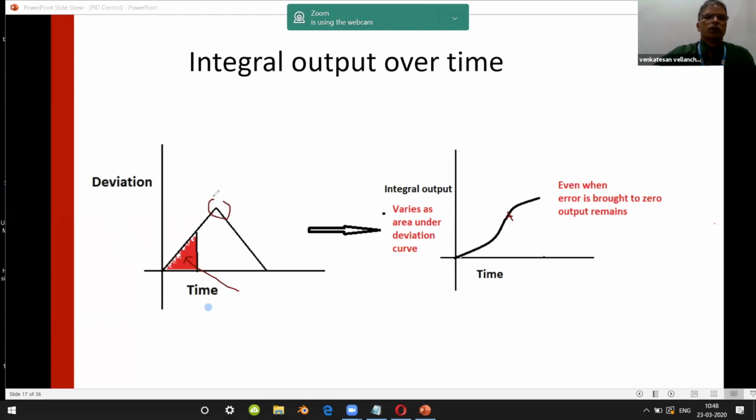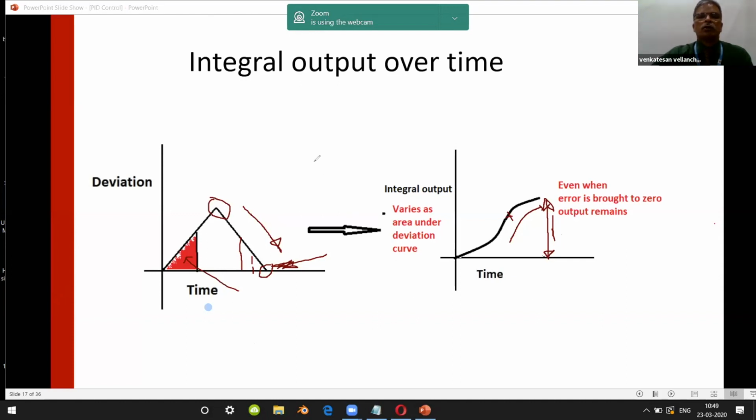And then, at this point, the deviation is actually coming down. But even though the deviation is coming down, the area keeps on increasing. Since the area keeps on increasing, the output of the controller will only increase. And finally, you'll see a situation that even when the error has been brought to zero, this much output is still there. So it is possible for an integral control to maintain an output even when the error is brought to zero. Zero error condition means offset is zero. I want 85 degrees, I've got 85 degrees. But the controller will still maintain an output which will keep your three-way valve open. So integral control is capable of generating an output value even when the error has become zero.